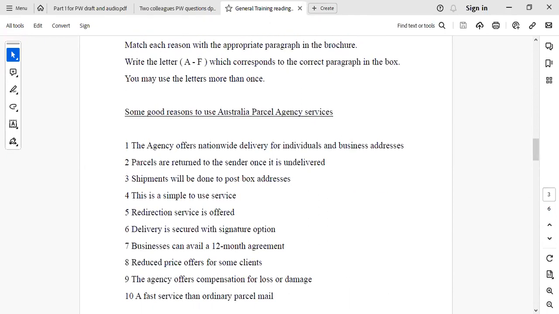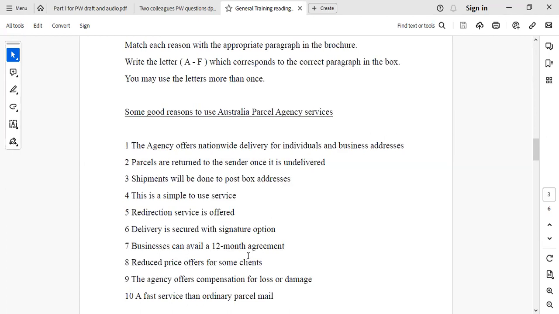Let's see if we have something useful for us. The agency offers nationwide delivery for individuals. It doesn't talk about delivery in paragraph number 1. Leave it. Parcels are returned to the sender. No, I don't know anything about this. Once it is undelivered, shipments will be done to post box addresses. I don't know about post box addresses. This is a simple to use service. It says it's cheap, but it doesn't say it's simple. Redirection service is offered. I haven't read about it. Delivery is secured with signature option. I haven't read about signature option. Businesses can avail a 12-month agreement. I don't know.